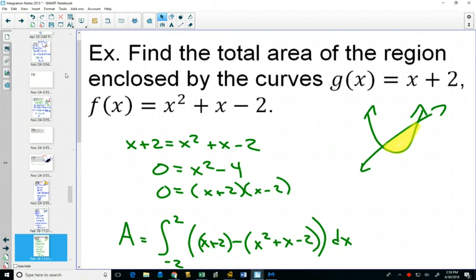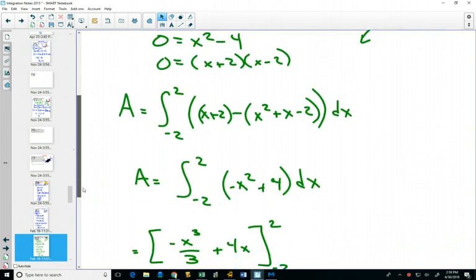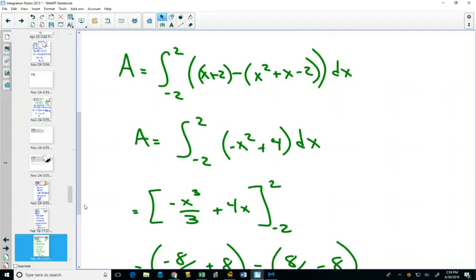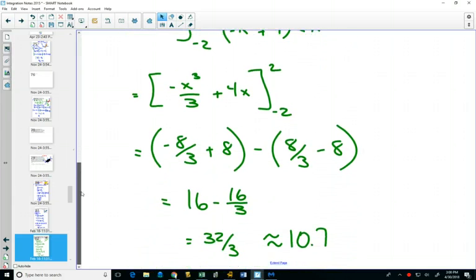First of all, the solution, did you get negative 2 and 2? Yes. Good. So you set it up with the line, subtract the parabola. Simplified things, get negative x squared plus 4. Integrated. Substituted in. And get 32 over 3. Were you good up to here? Do you need to scroll up a bit?